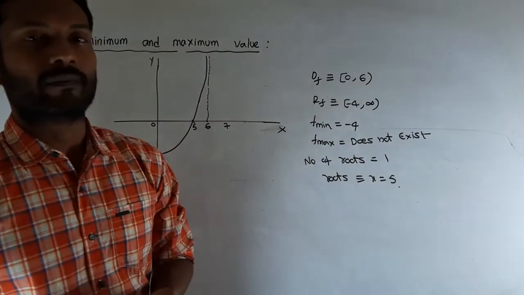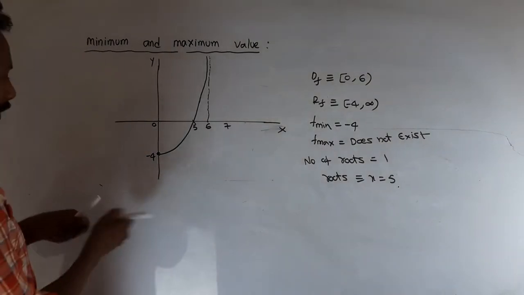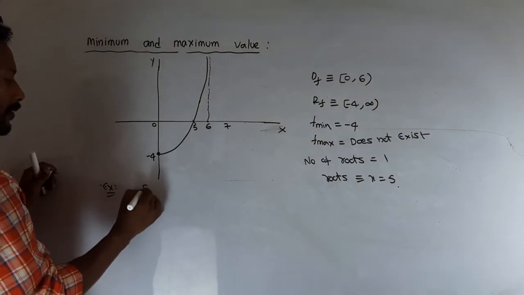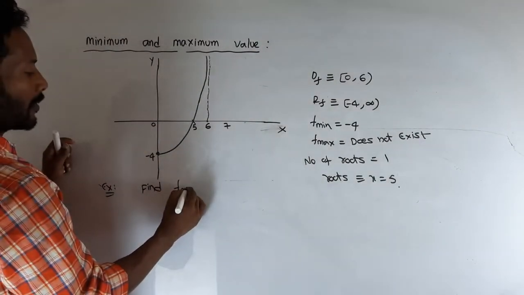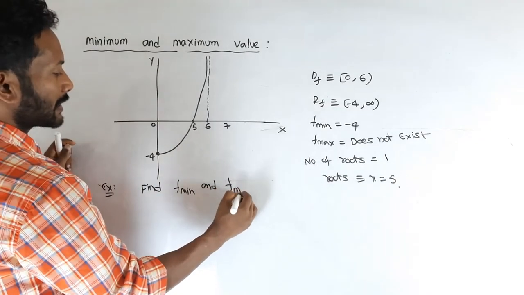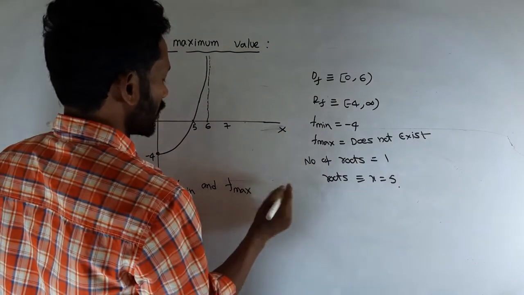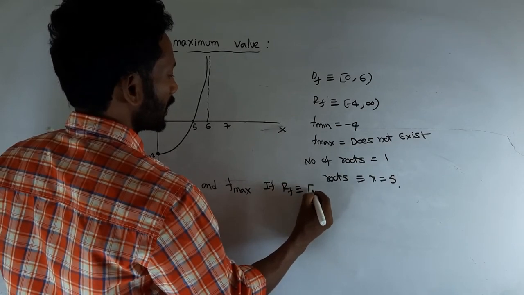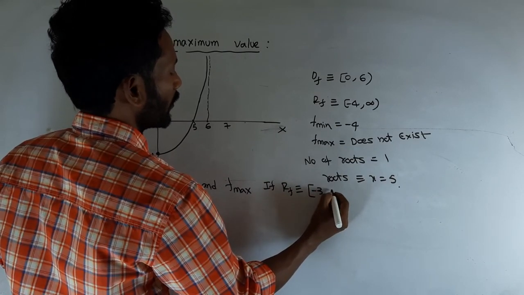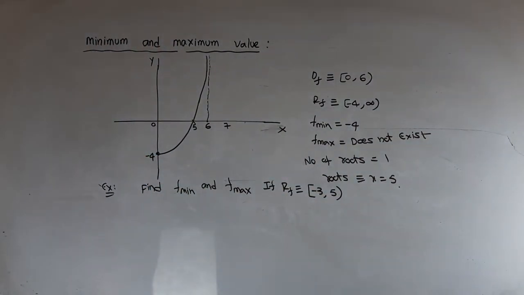Next, minimum and maximum. Okay. Next one is asymptote. For example, take one example. Find F minimum and F maximum if the range of this function is closed interval -3 to open interval 5.